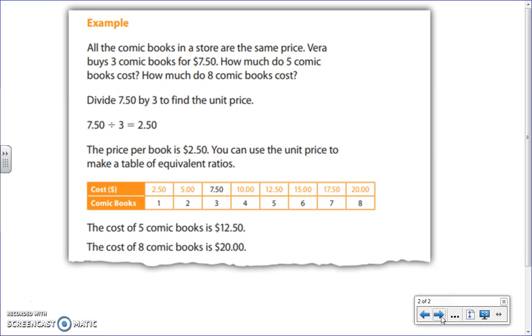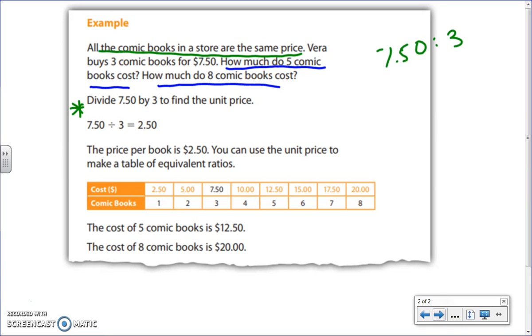So, again, with the Ready Math series, I've noticed that they do a lot of multiple questions all squished together. Sometimes it can be easy to overlook parts that you haven't answered yet. So we need to figure out how much 5 comic books cost and how much 8 comic books cost. It looks like the book first takes the approach to find the unit rate. Because we know that all comic books at the store cost the same price, we can figure out the unit rate by saying, okay, $7.50 for 3 comic books, how much would be 1 comic book?